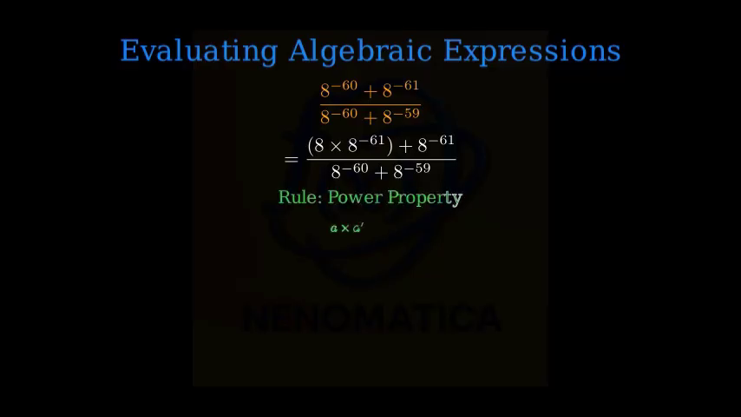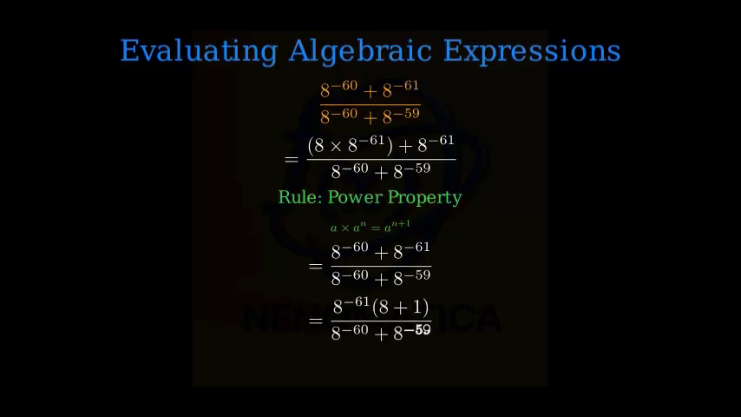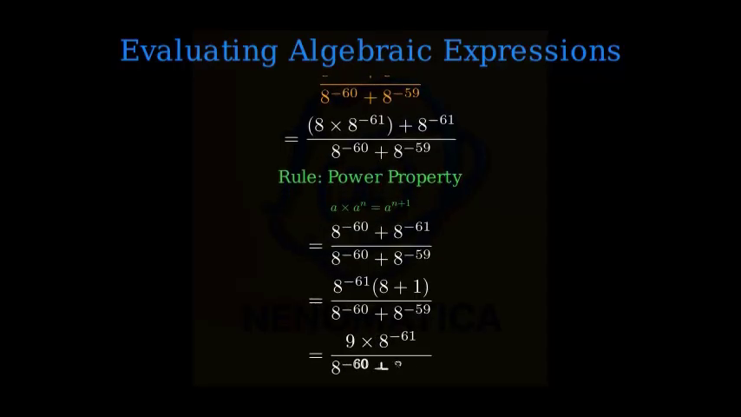Now, using the power rule, we know that 8 times 8 to the power of negative 61 equals 8 to the power of negative 60. So our numerator becomes 8 to the power of negative 60 plus 8 to the power of negative 61. Let's factor the numerator. We can pull out 8 to the power of negative 61. This gives us 8 to the power of negative 61 times the quantity 8 plus 1. The sum inside the parentheses is 9, so we get 8 to the power of negative 61 times 9 in the numerator.